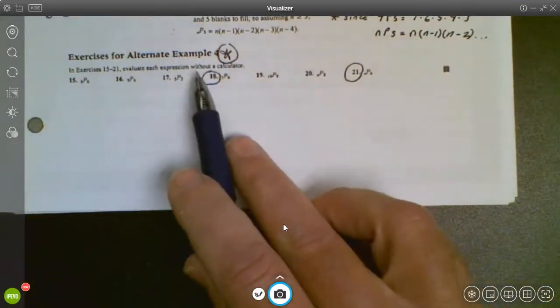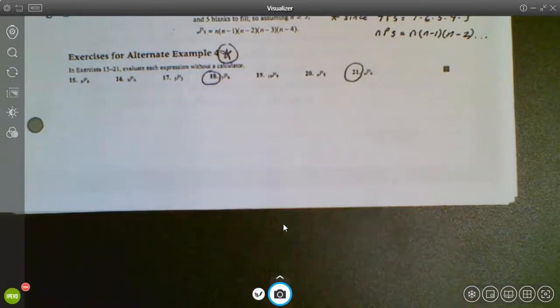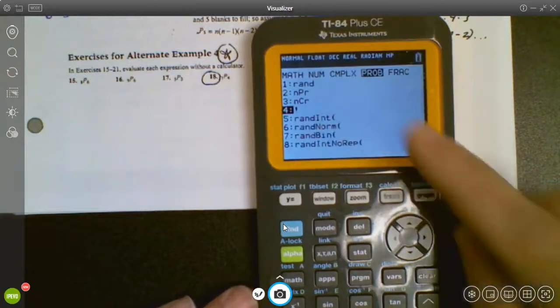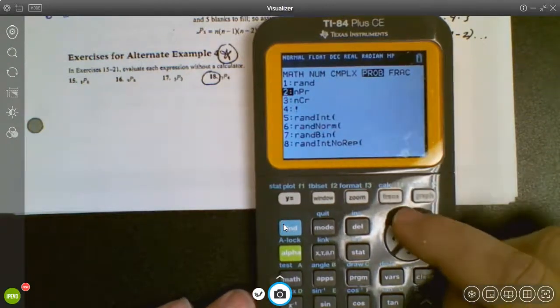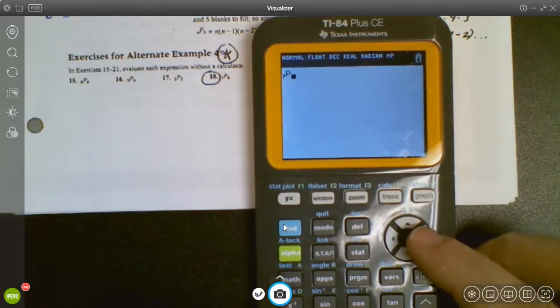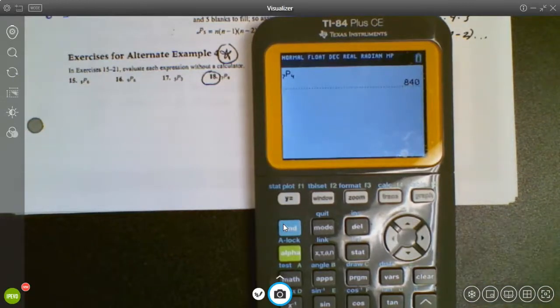7P4. Again, if I want to evaluate this without a calculator, you know what? Let me show you how I could do it with a calculator first. If I'm going to put in 7P4, I'm just going to select nPr, and then now I can type in the n and the r. There's my answer. Super simple. Some calculators that have the nPr button, you might have to type 7, then hit nPr, then hit 4, and then hit enter. So some of them will go in that pattern, so you might want to look for that too. But anyway, super easy on the calculator.